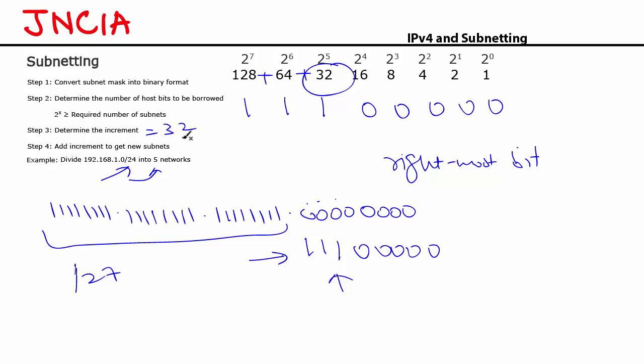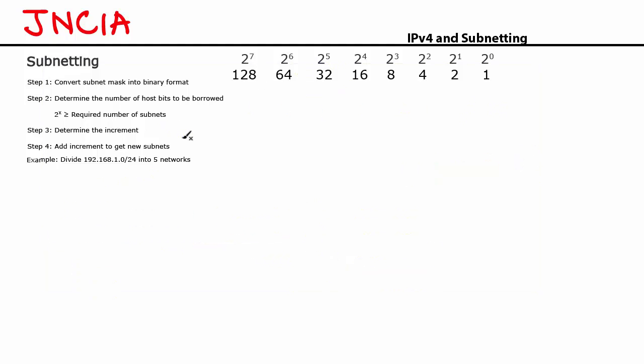Now the final step is add the increment to get the new subnets. Let me completely clear the board now. We have the increment is equal to 32. We have the original network address 192.168.1.0. The last step says add the increment to get the new subnets. Now where are you going to add the increment? You need to add the increment in the octet from where you borrowed the bits. That is your 4th octet. You borrowed bits from the 4th octet, so you're going to add the increment in the 4th octet.